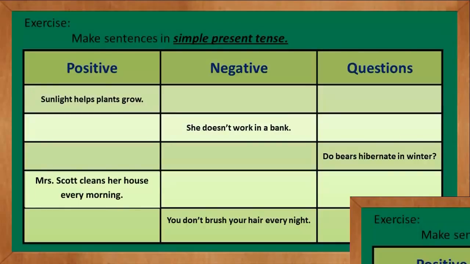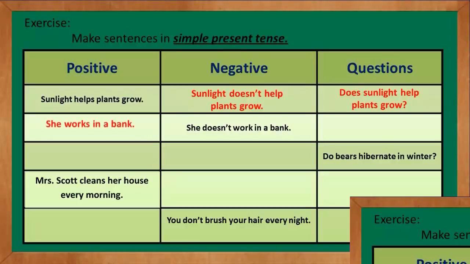For our exercise, make sentences in simple present tense. The first one: Sunlight helps plants grow. The negative sentence should be: Sunlight doesn't help plants grow. And for the question, it should be: Does sunlight help plants grow? The second one: She doesn't work in a bank. The positive statement should be: She works in a bank. And the question is: Does she work in a bank?